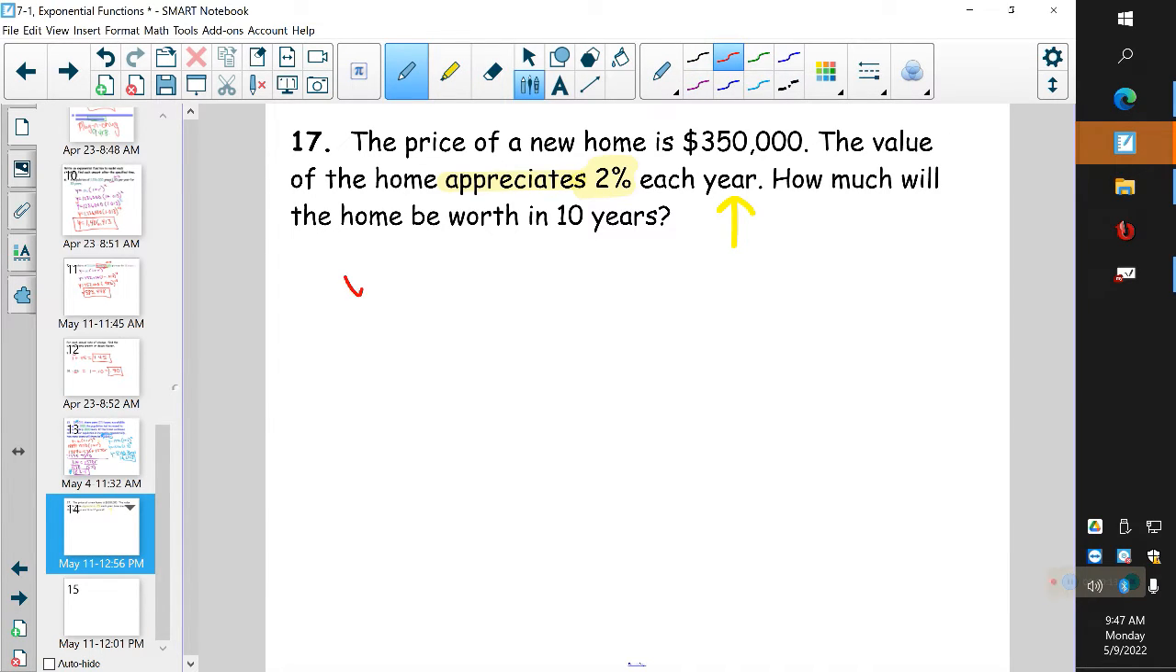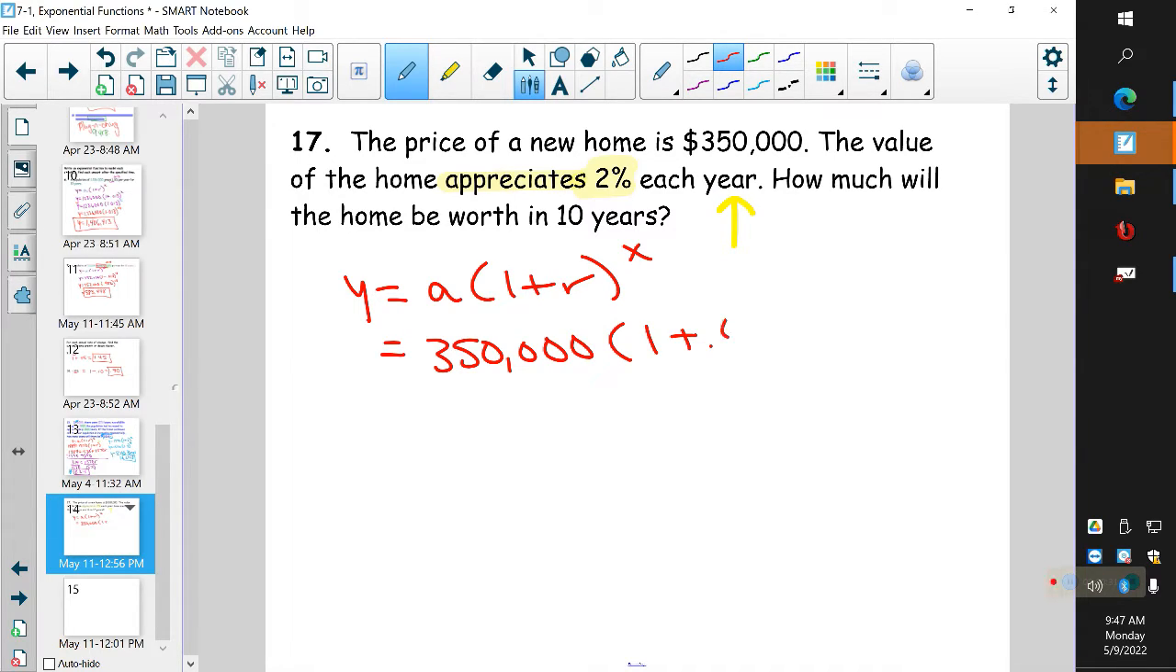So we're going to go right back to what we know. I know the amount that I have the house currently is $350,000. And then I'm going to add 1 plus my appreciation rate, which is 2%, which is 0.02, and then raising that to x power. The x is going to change into the value of 10 because I want to know how much it's going to be in 10 years.